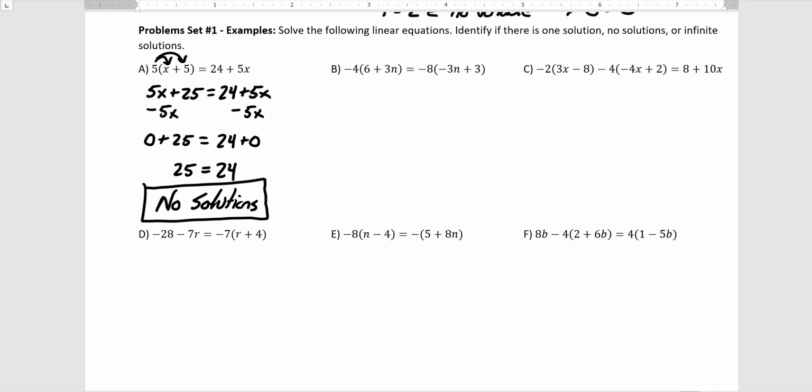No solutions. Untrue statement, no variables. 25 does not equal 24. We know for sure then that this is no solutions. All right, what about letter B here?